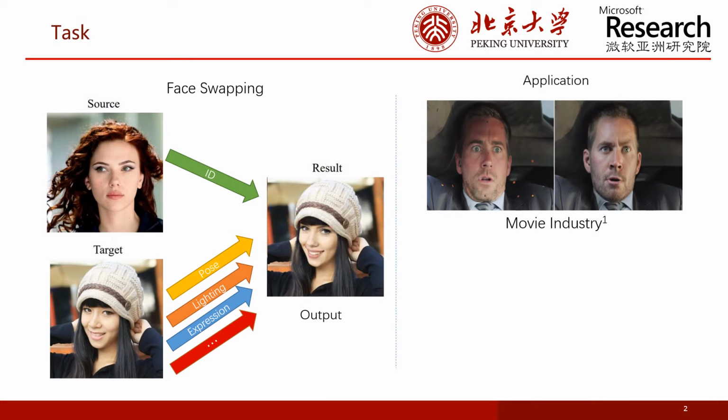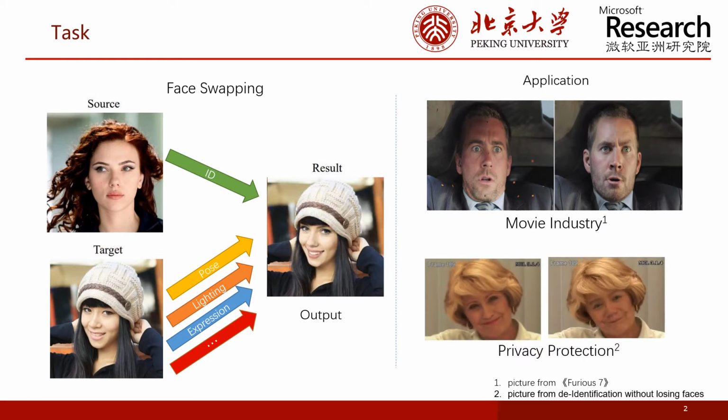Like in Furious 7, the visual effects team used this technology to continue filming after the unfortunate accident, or it could be used for privacy protection in an online chat or online meeting.